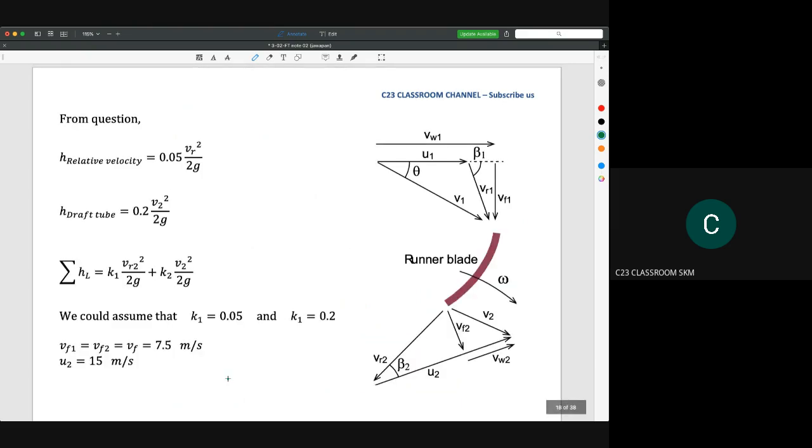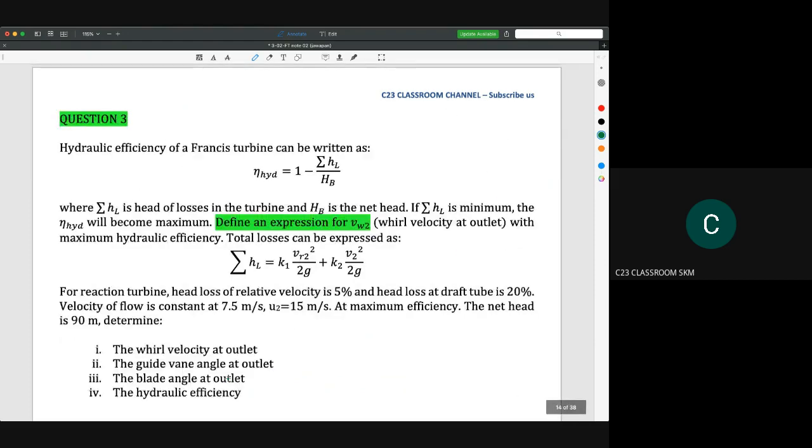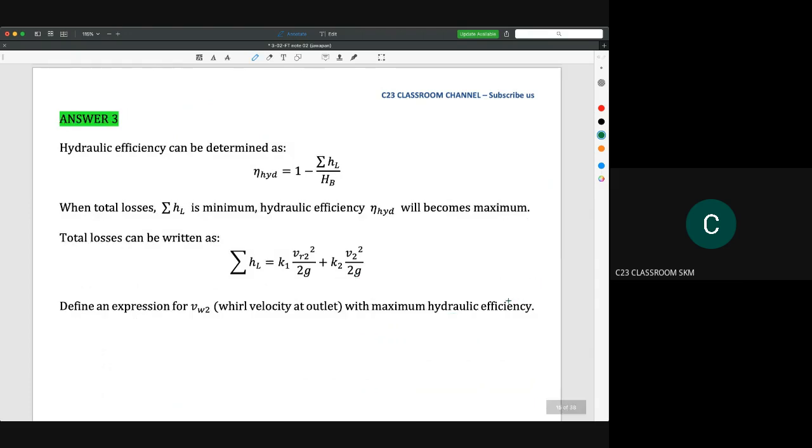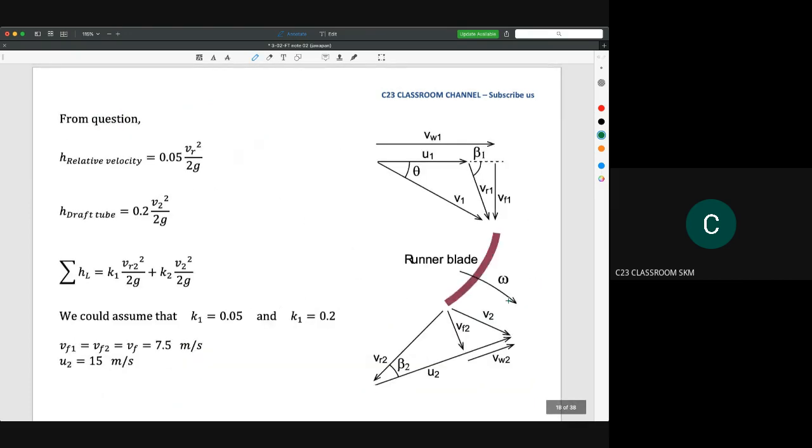So from the question, we know that the relative velocity is mentioned here. The head loss of relative velocity is 5% and the draft tube loss is 20%. So the 5% and 20% here are actually the values of K. So we assume that the relative velocity loss is 0.05 VR square over 2G, and the draft tube loss is 0.2 V square over 2G. So how do we know this? It depends on the term.